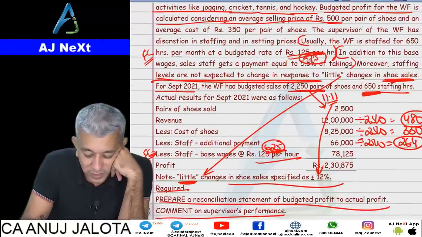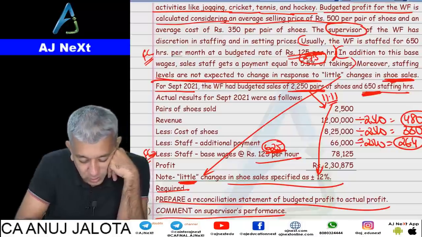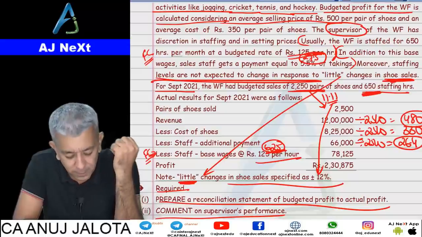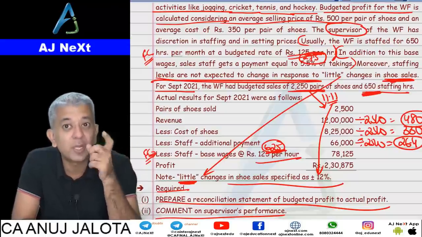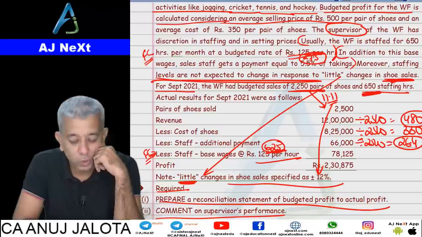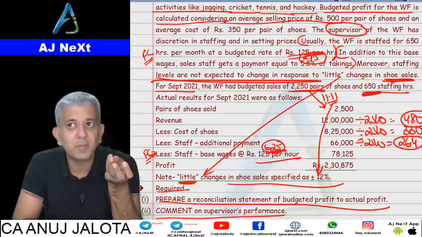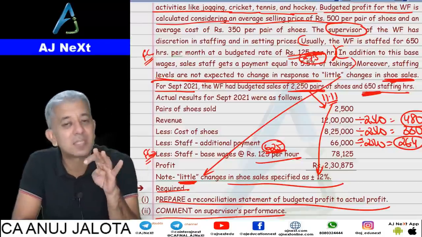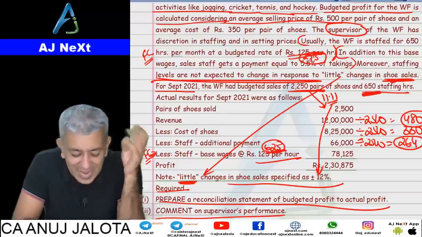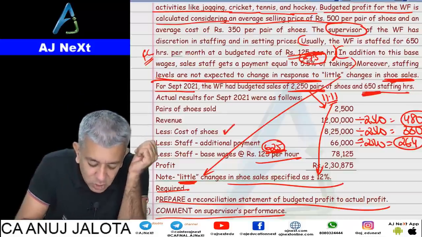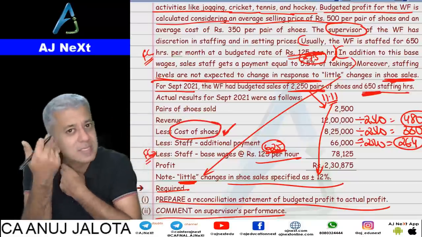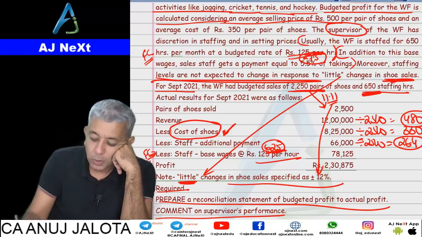In this case, the supervisor will be mainly in charge of sales. Even if we have to mention the cost, we will do that. Actually, I should have mentioned what the duty of the supervisor is. I think the duty of the supervisor will be taking care of sales and also the payment to the sales staff. I can make him in charge of that also, but I don't think he will be in charge of making the shoes. I really don't think so, although I see in the comments someone has done that also. So, prepare a reconciliation.